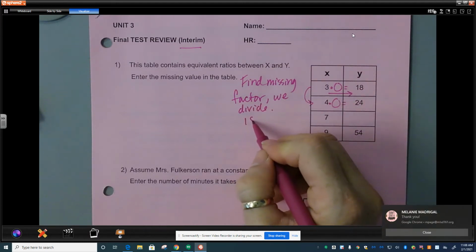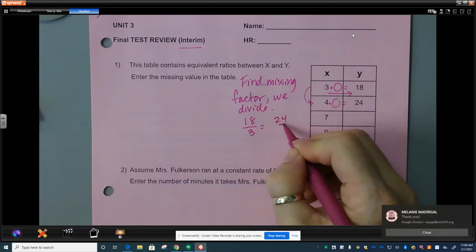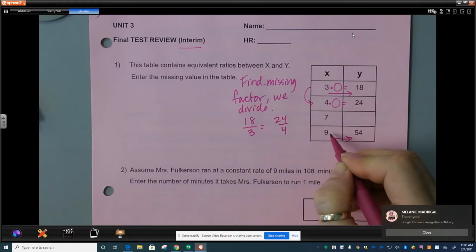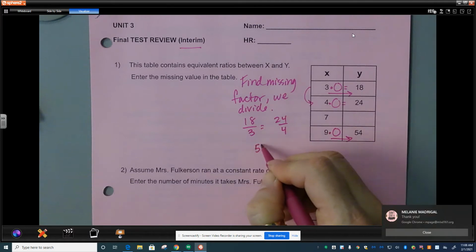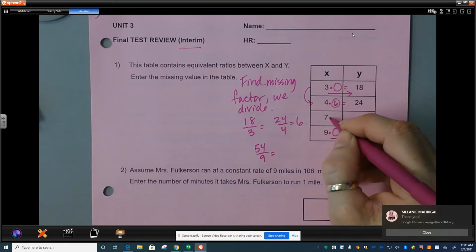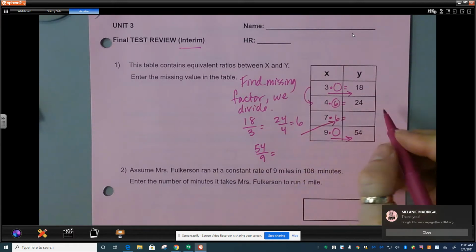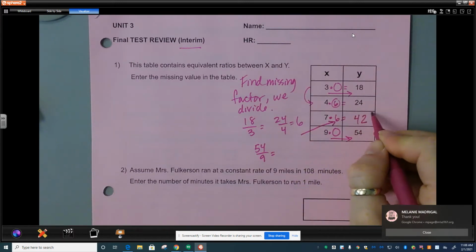So you would have 18 divided by 3. You could have 24 divided by 4. You have 54 divided by 9. In each of those instances, you can still use your calculator. You're going to find the missing factor is 6. Because these are equivalent ratios, then you would use the 6 right here and multiply and find the answer of 42.